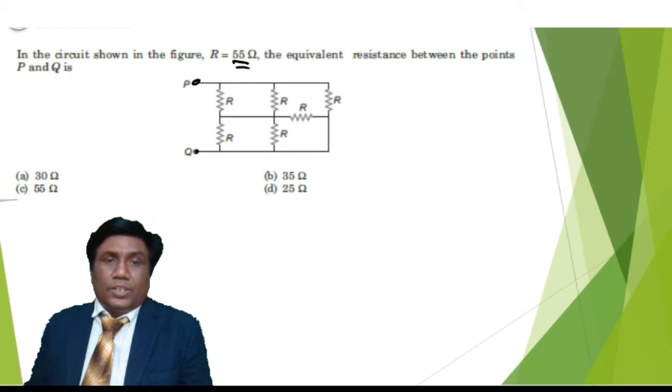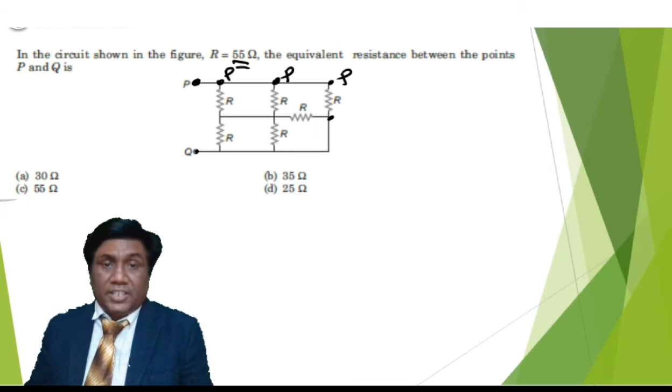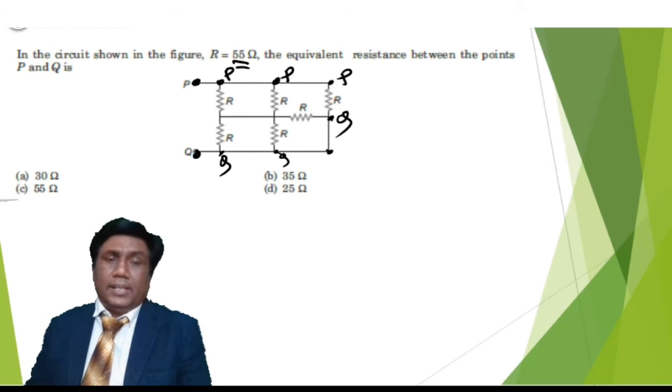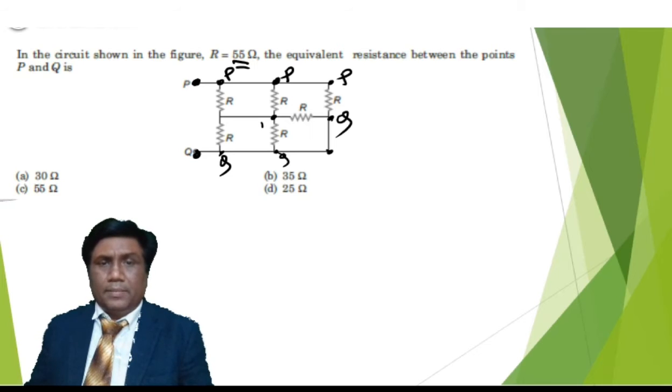If this point's potential is P, then this point's potential also will be P, this point's also P, and this point's also P. But this point's potential will not be P because a resistance is there. As current flows, voltage will drop, so this point's potential will be something else. Say this point's potential is Q, so this point's also Q, this point's also Q, and this point's also will be Q only. Say this point is R. Well, we should take some other symbol because R is already taken. So this point is S, so automatically this point also will be S only.